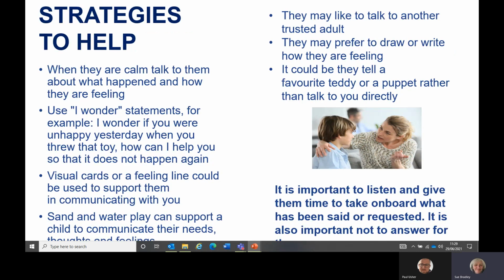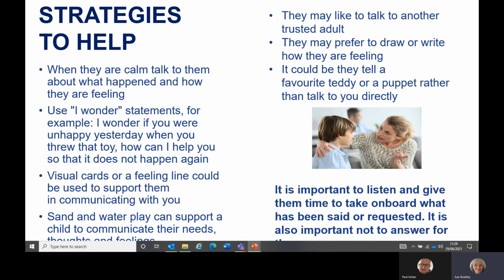Strategies to help. When they are calm, we need to talk to them about what happened and how they are feeling. We can use I wonder statements. A good example of this is, I wonder if you were unhappy yesterday when you threw that toy. How can I help you so that it does not happen again? We can use visual cards or feelings lines. These can be used to support children and young people in communicating with you.